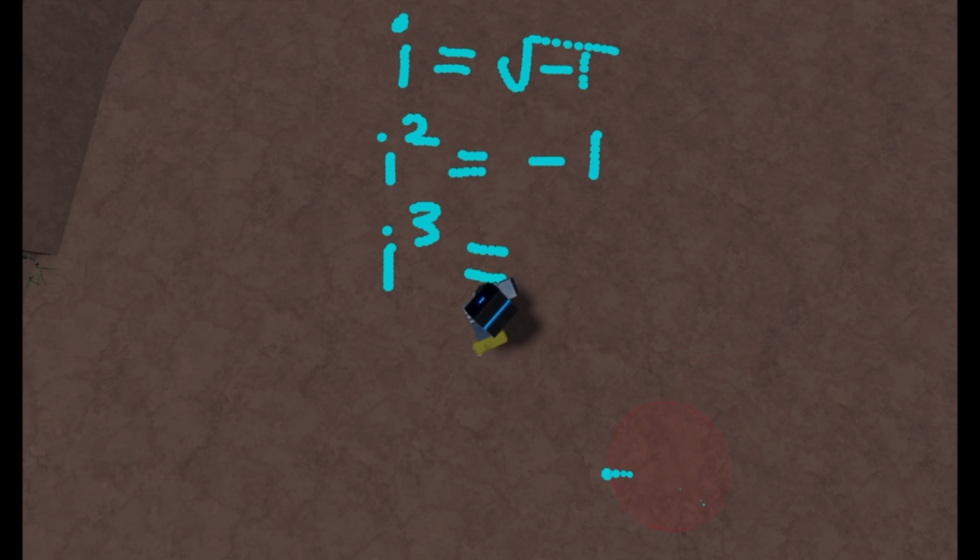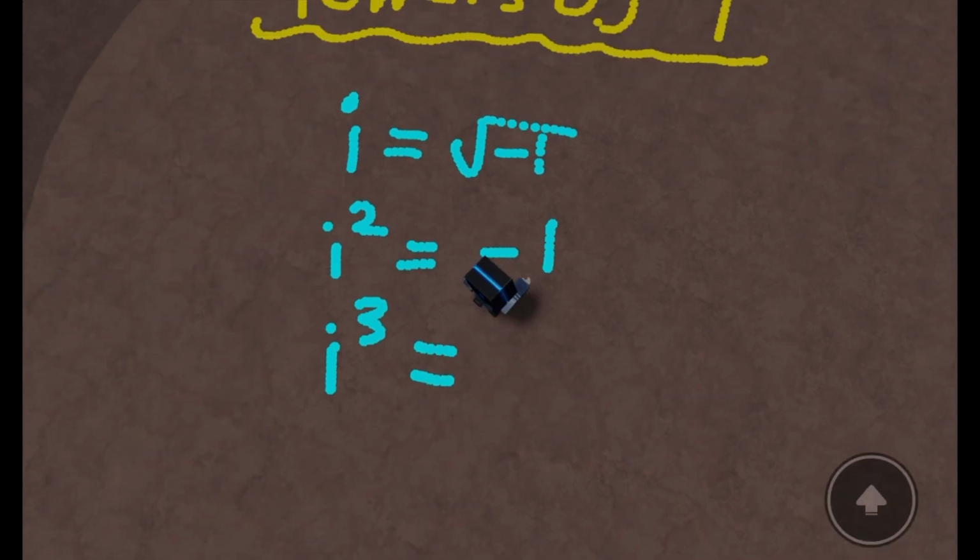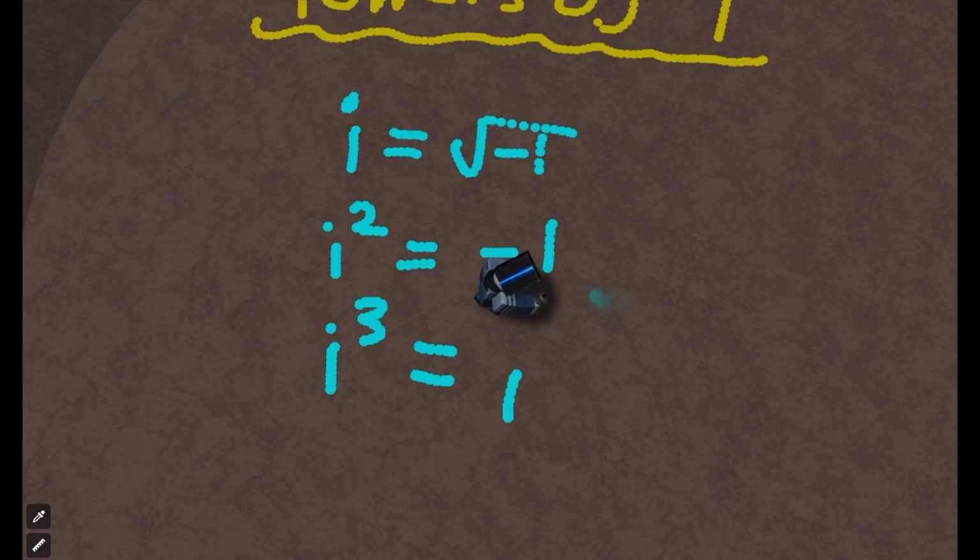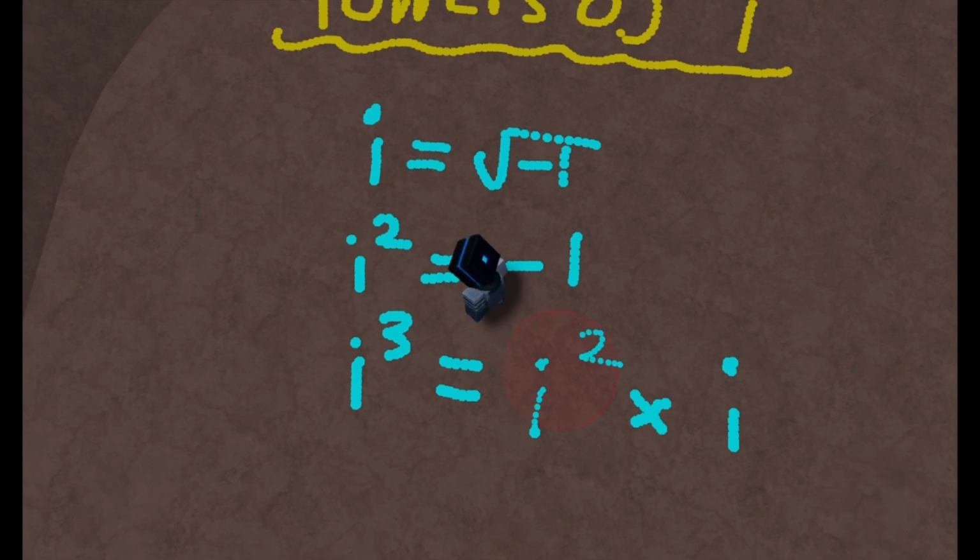Let me try to do a similar thing up here now. So I have i to the third, and 3 is equal to 2 plus 1. So I'm going to say this is i squared times i. Well, what do we know? We know that i squared is just -1. And -1 times i is just -i.